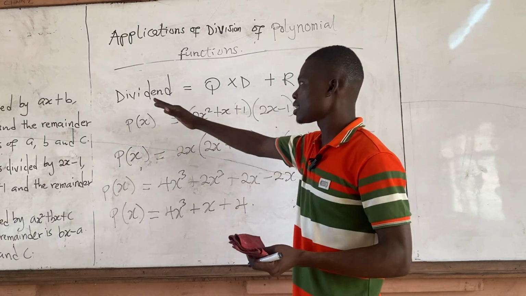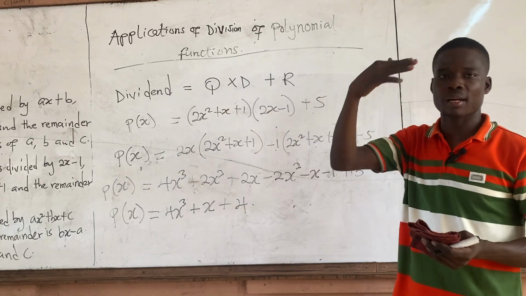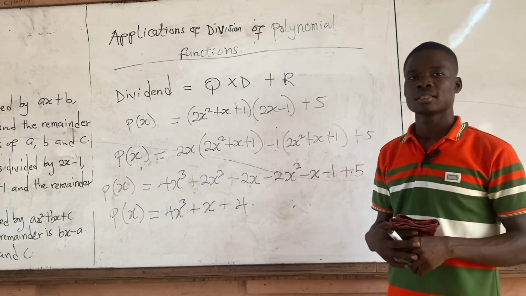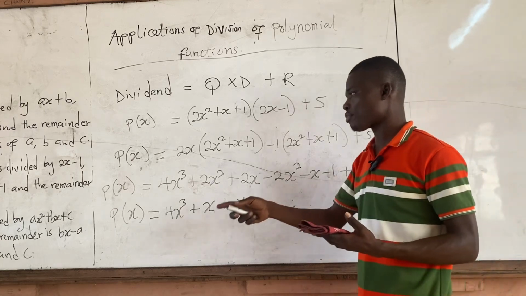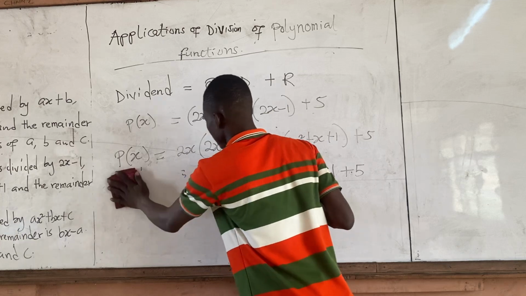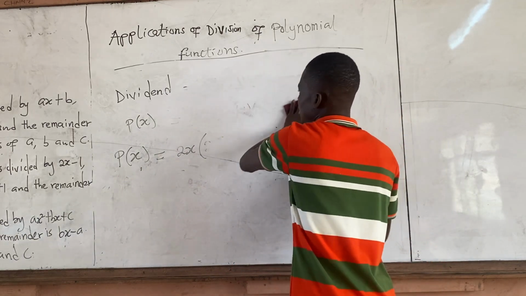Once you know that dividend is equal to quotient times divisor plus remainder. So this is our dividend, or the function P of x. So now let's quickly move on to solve the last problem.